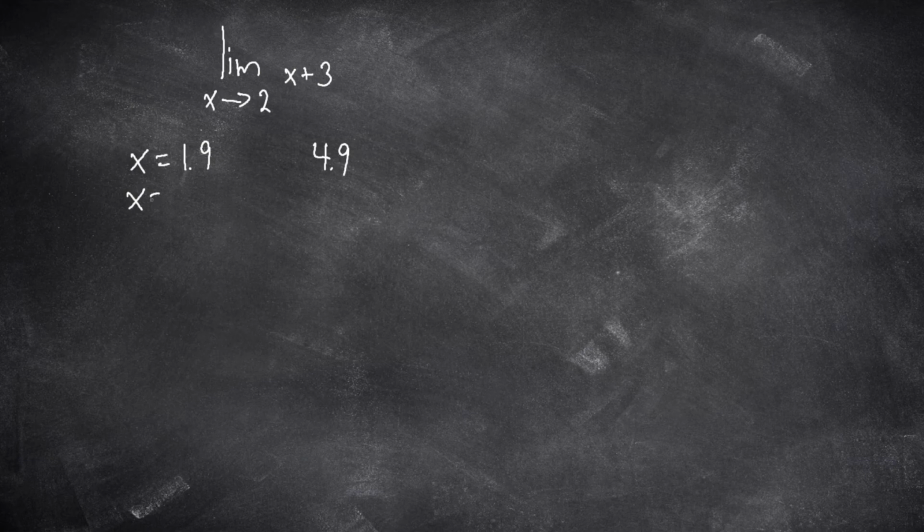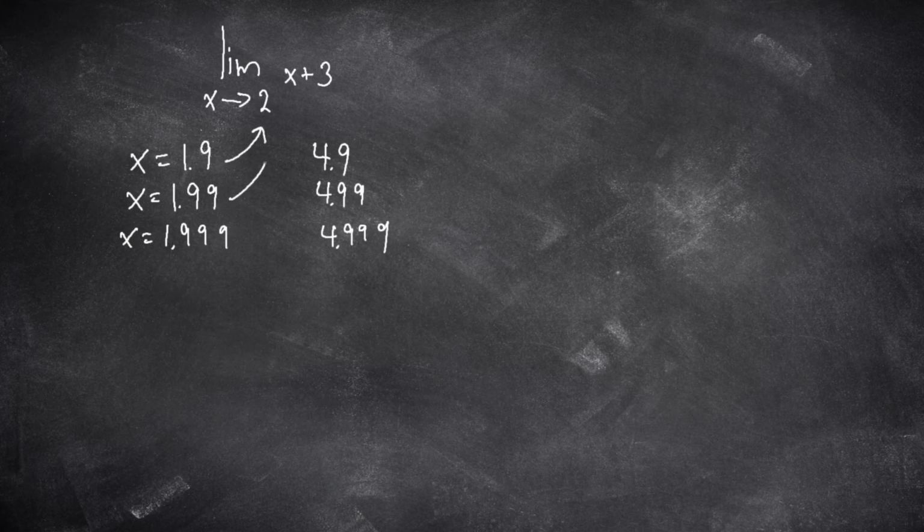Now we choose another point, let's say 1.99, right? This is even closer to 2. 1.99 plus 3 is 4.99, which is even closer to 5. And if we choose an even closer value to 2, 1.999, we add that to 3, that's 4.999, right? So as we choose numbers closer and closer to 2, we get to 5. And this is just going up from 1.9 to 2, 1.99 to 2, right?